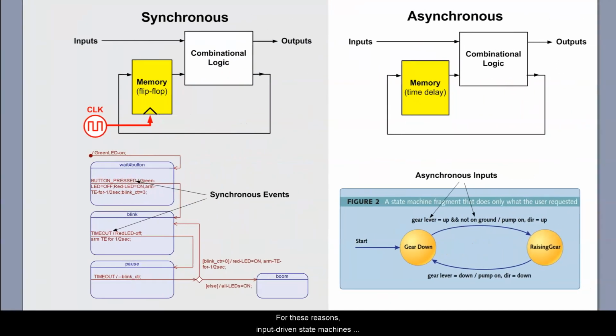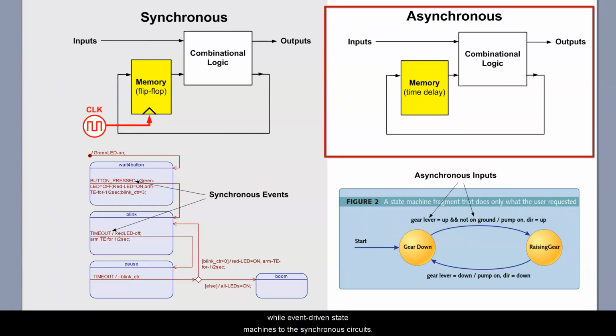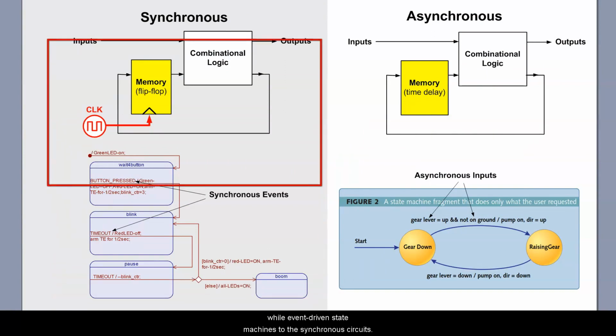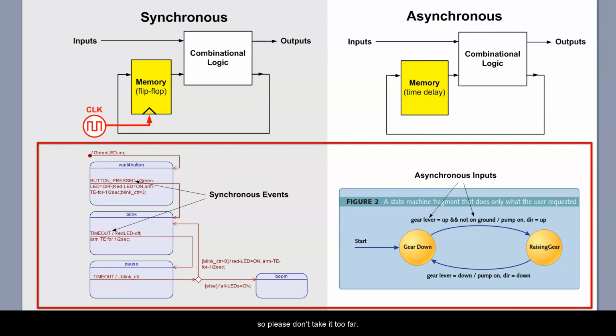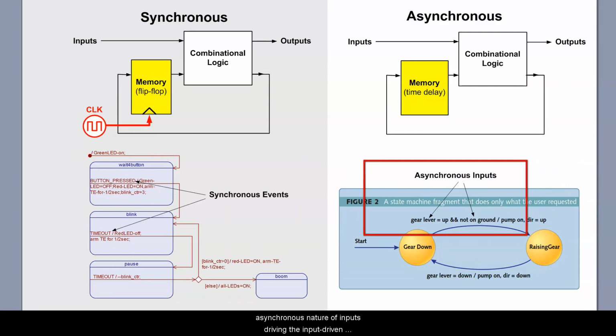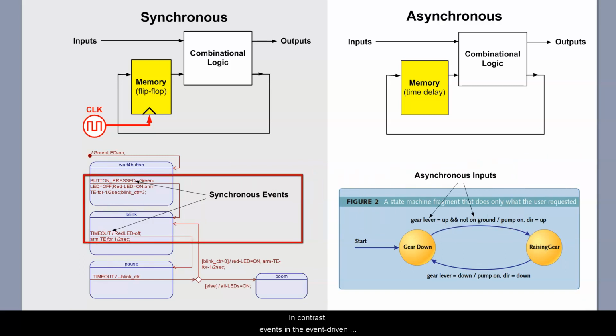For these reasons, input-driven state machines could be compared to the asynchronous circuits mentioned before, while event-driven state machines to the synchronous circuits. This is just an analogy, not a precise equivalence, so please don't take it too far. But the main reason for this comparison is the asynchronous nature of inputs driving the input-driven state machines. The external inputs can change at any time, including during the state machine processing. In contrast, events in the event-driven state machine are queued and guaranteed not to change during the whole run-to-completion step.